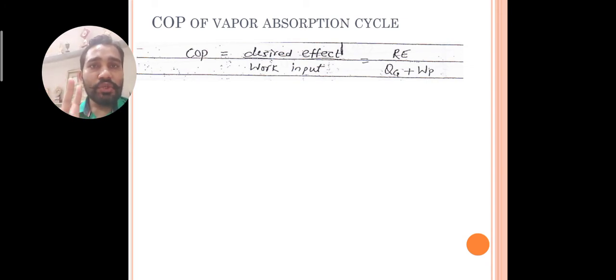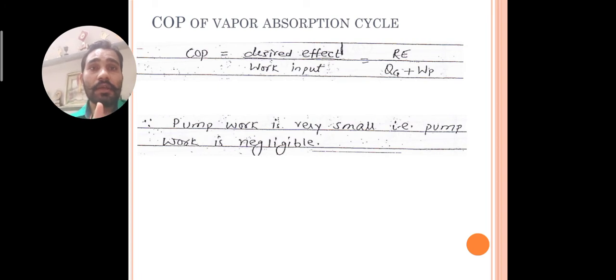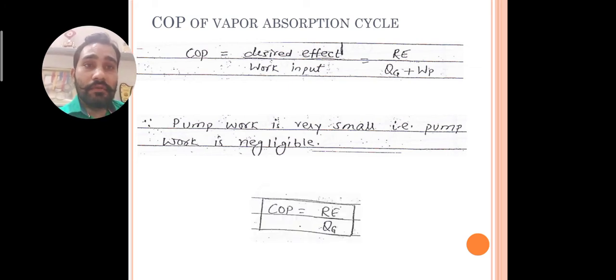So there are basically two types of inputs. One is heat input and another is work input. But as we have already described, pump work is very small compared to the compressor. So here we can neglect it with respect to the heat, and we can give the formula of COP as refrigeration effect divided by the heat input at the generator side.